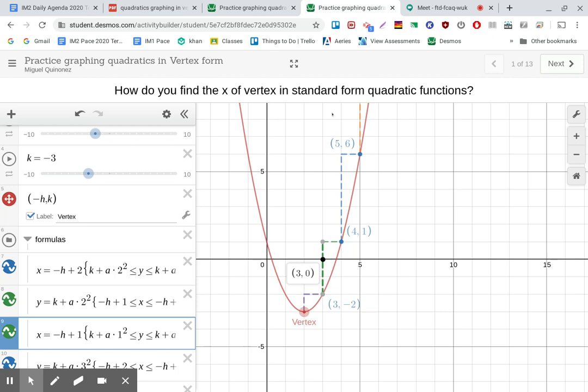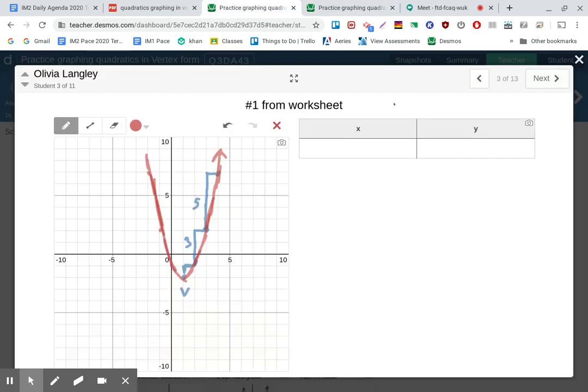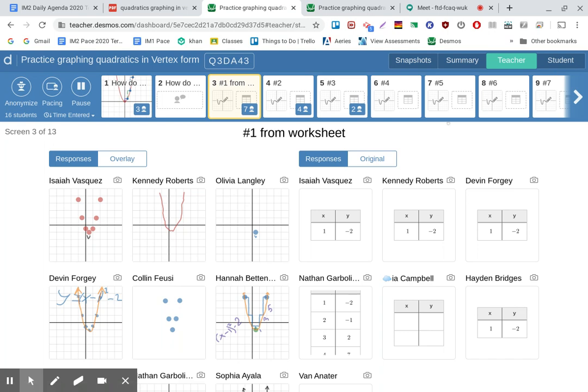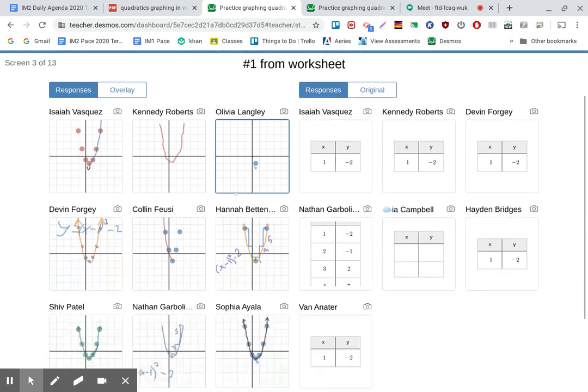Mr. Canuna, can you check mine? I feel like I'm doing this right. What number are you doing? 2 or 1? Number 1. Number 1. Okay.